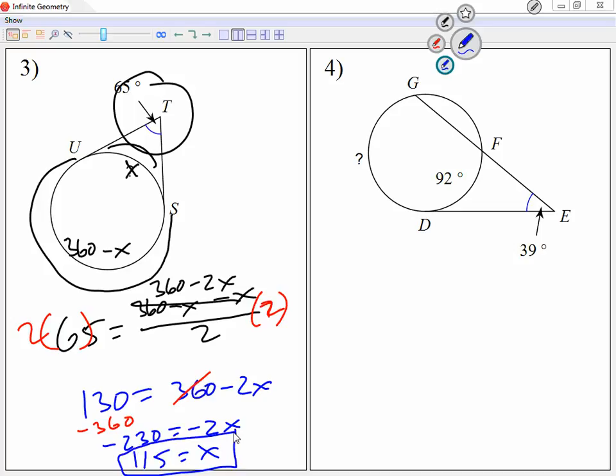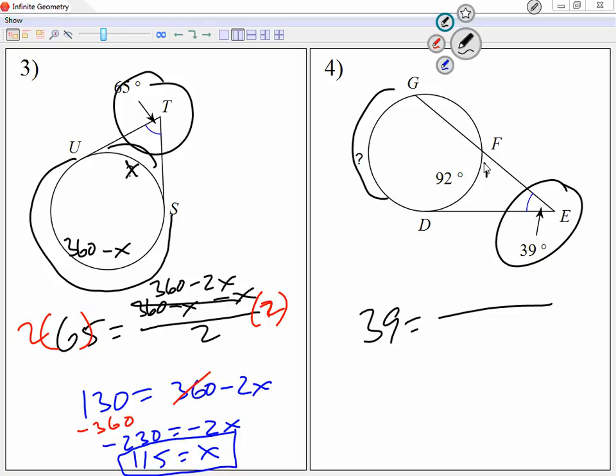So we saw on question number 1, the angle was on the circle. Number 2, the angle was inside. And number 3, the angle was outside. Now looking at number 4, my angle is 39. So I always start with my angle. The two arcs are x and 92.